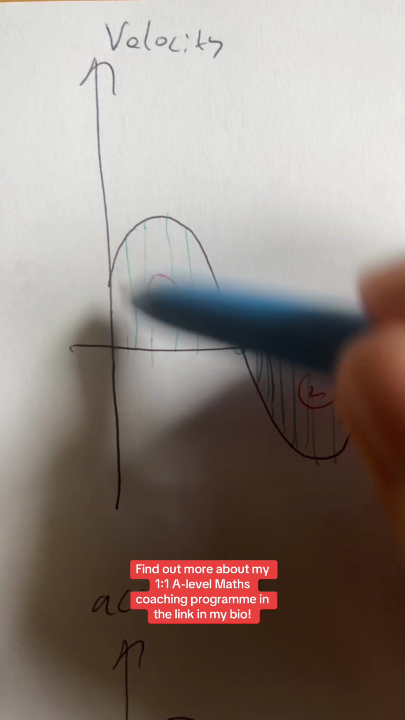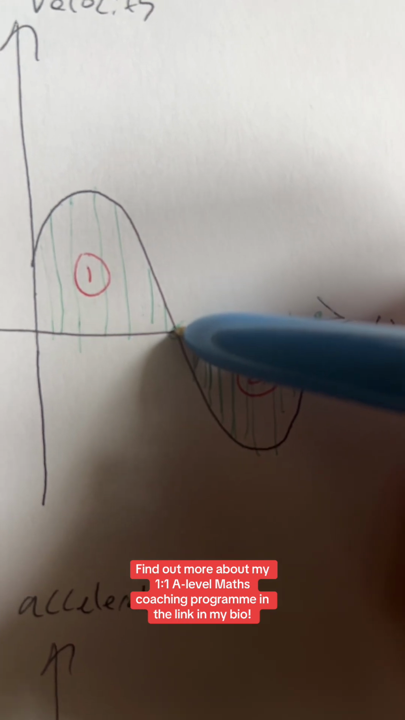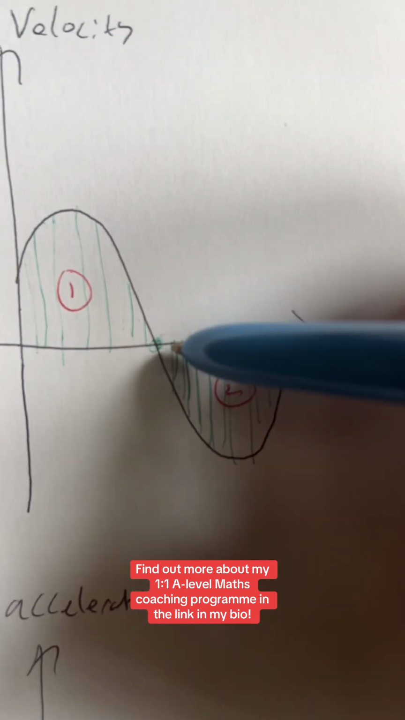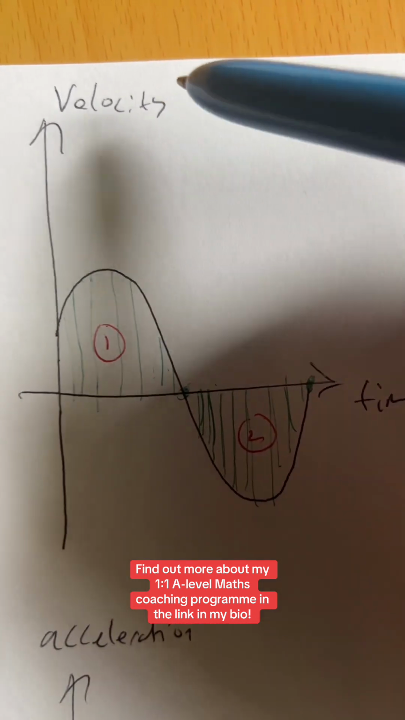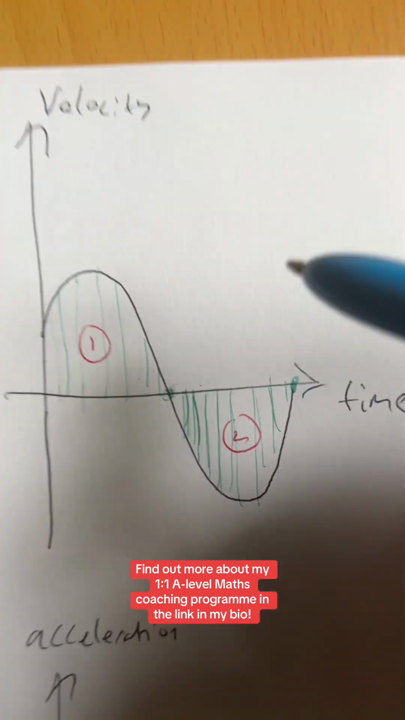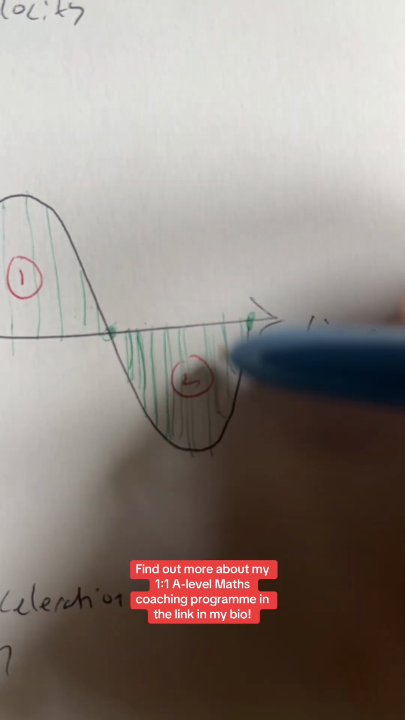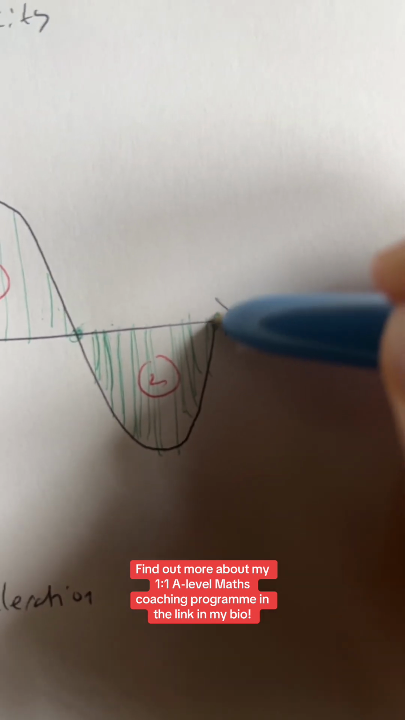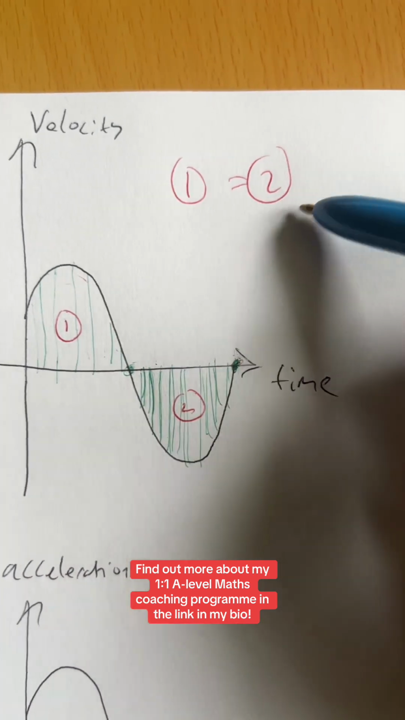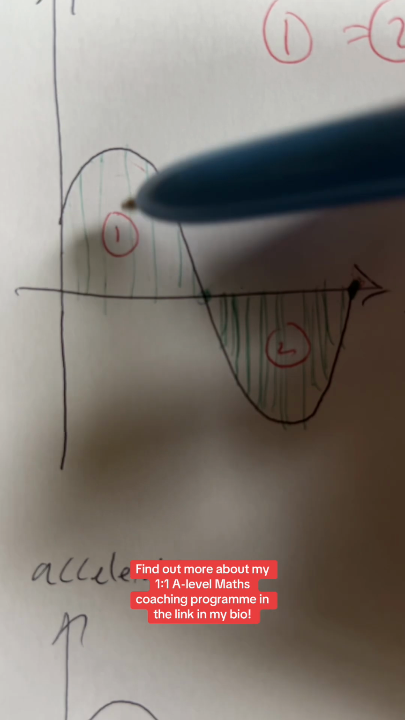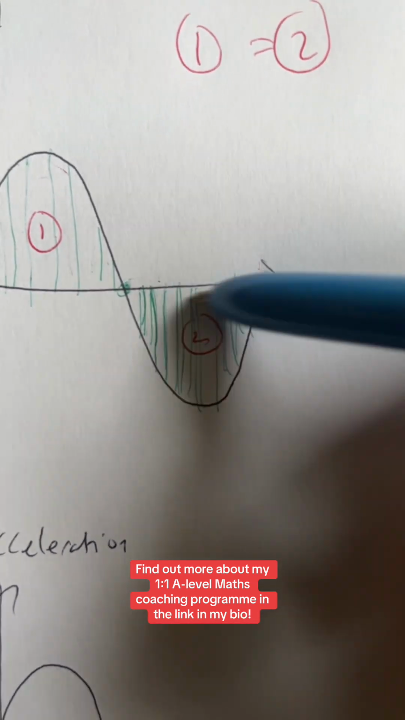So we've driven the car forwards, and then now we've stopped, we come to a standstill, and now we're moving backwards, because we now have a negative velocity. Negative velocity means we're turning back on ourselves and moving behind us. So we're driving back further until we get to here again, when we're at a standstill again. Now, because area 1 is the same as area 2, the distance travelled in this part of the journey is the same as the distance travelled in this part of the journey.